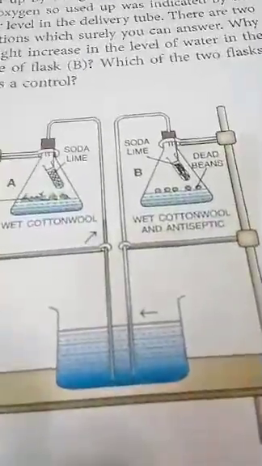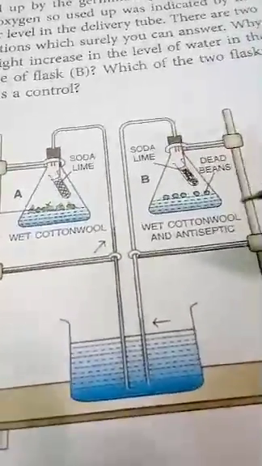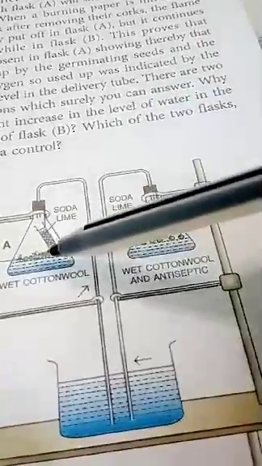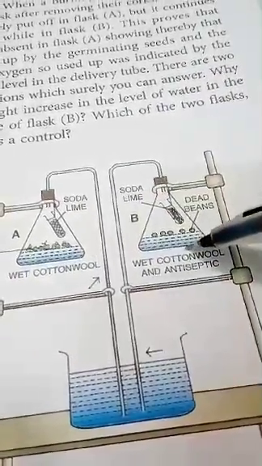Now we come to experiments on respiration. So as we know that for the process of respiration, oxygen is required. So your first experiment is proof that oxygen is used up in the process of respiration. You can see here one experimental setup is given. Here germinating seeds are taken in this container, and here dead seeds are taken. This is the control setup.